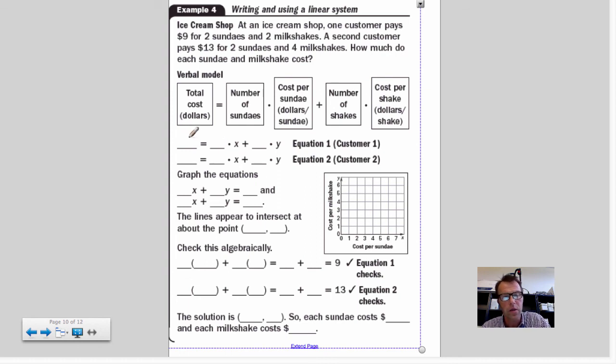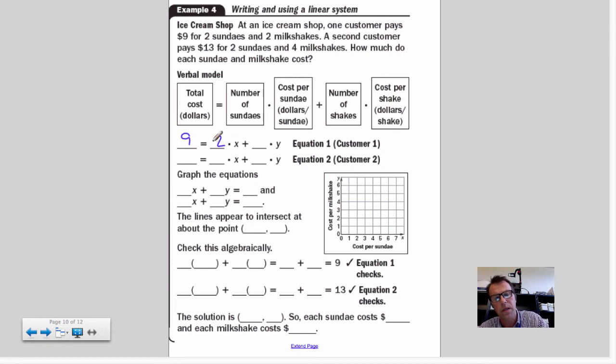So here we write the total cost. We say that x is going to be the cost of a sundae. We get 2 of those. So if a sundae cost $1, you'd spend $2. And the cost of shakes, you got 2 milkshakes. So there's your first linear equation. The second one would be 13, and you would put 2 sundaes and 4 milkshakes.